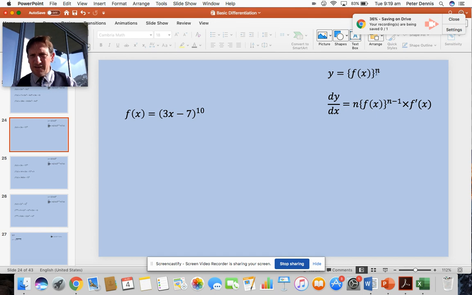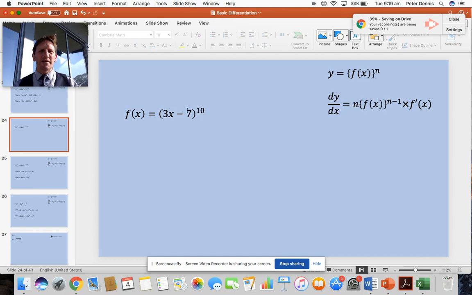If it's f of x to some power of n, we just do this part as normal. It's like you bring the n down and you subtract 1 from the power, so it becomes n times whatever the function is to the power of n minus 1. But then the change is you've got to multiply it by the derivative of what's inside the brackets as well.